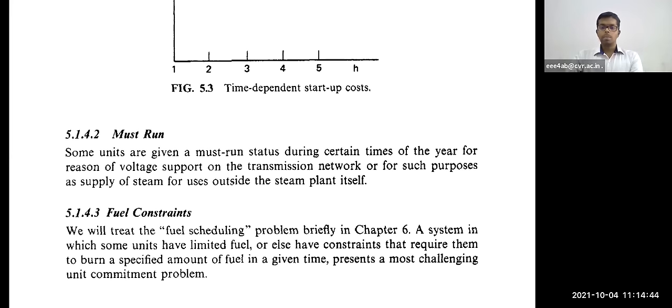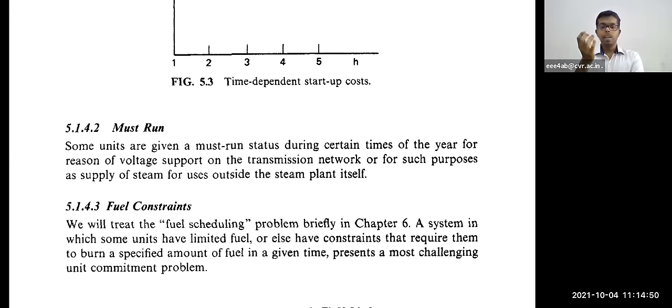Okay, so some constraints require burning a specified amount of fuel in a given time. After 2 hours you need to start that particular unit, say for example 1000 megawatt, in the sense you need to burn this many tons of coal so that you can heat up the boiler to the extent of 500 degrees Celsius, some minimum temperature.